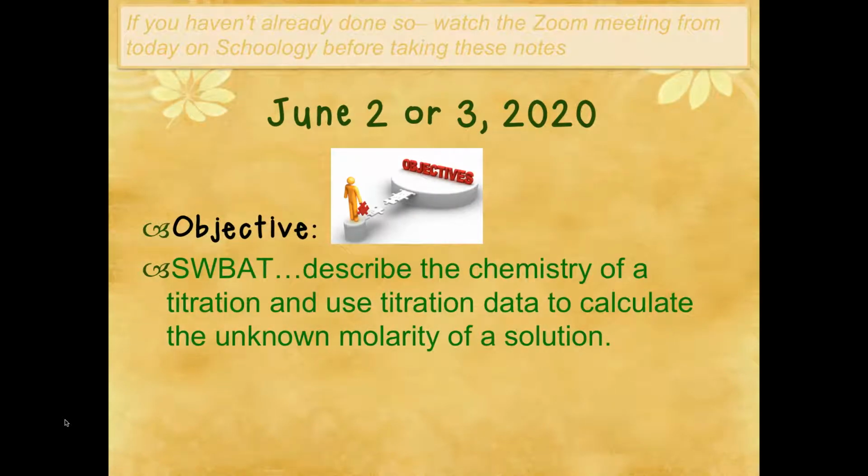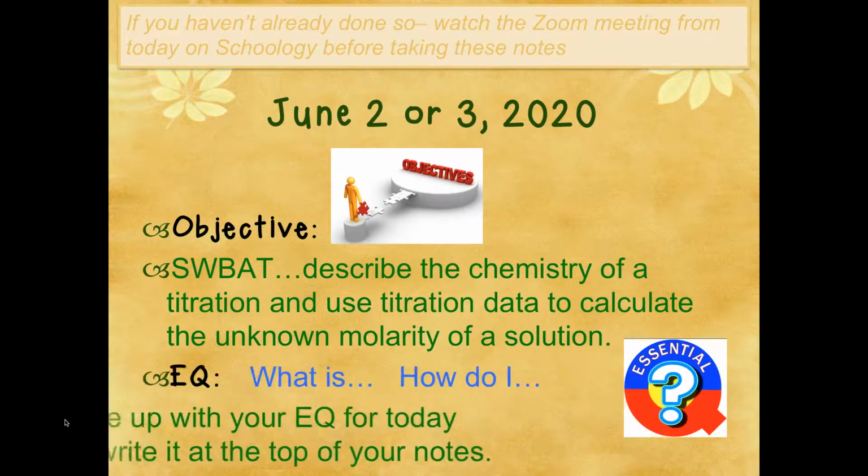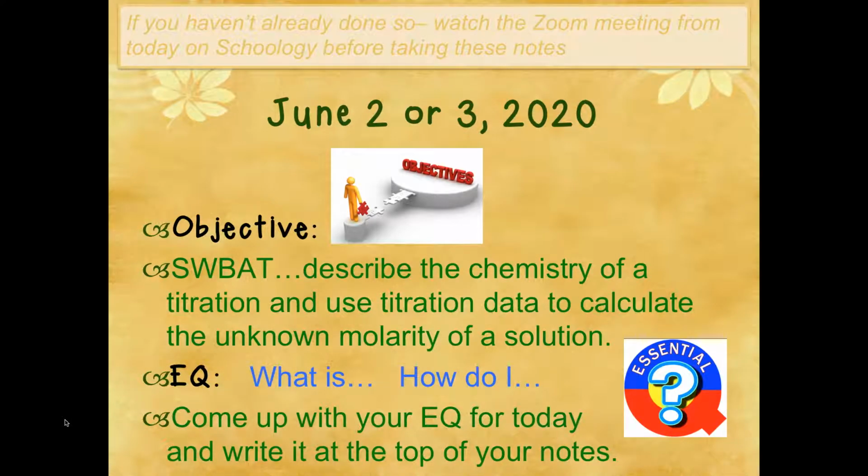The objective for today is to be able to describe the chemistry that goes on in something called a titration, and then to use titration data to calculate the unknown molarity. So go ahead and set up your EQ. I know it's a little bit of a long one. You can split it into two if that makes more sense.